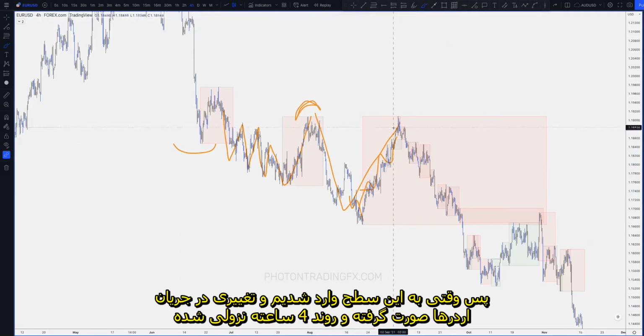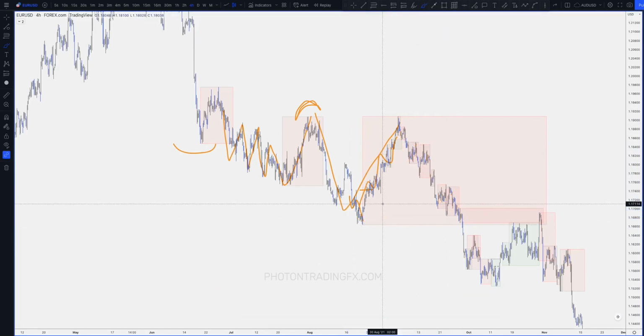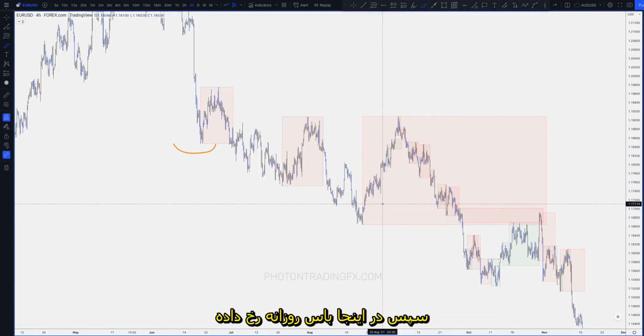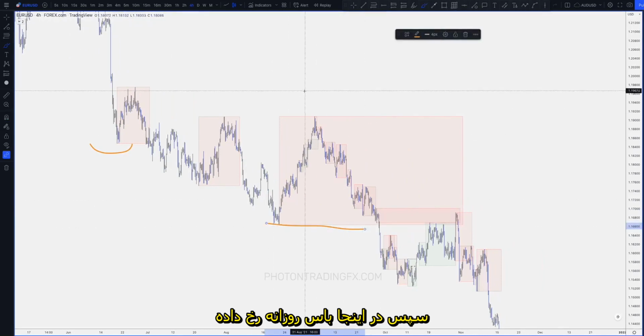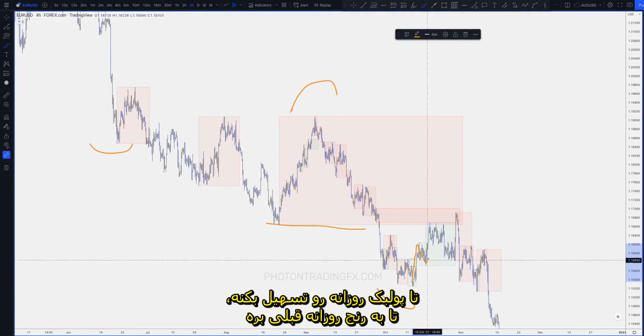So when we come into this level and then we get that shift in order flow and the 4 hour switch is bearish, we then expect what? The bearish ranges to continue and to hold until this low is taken out, right? And then again, then we have a daily break of structure. So this is your daily high, this is your daily low. The 4 hour then switches bullish to what? To facilitate a daily pullback into the daily prior range.